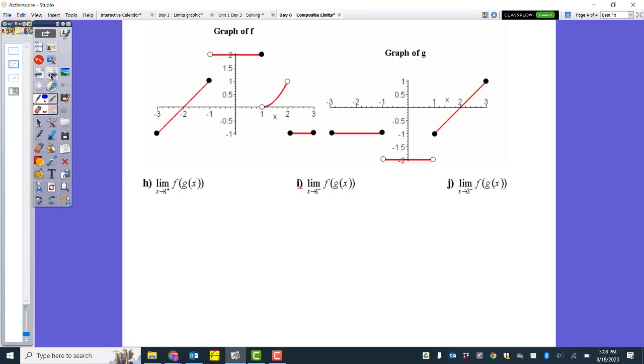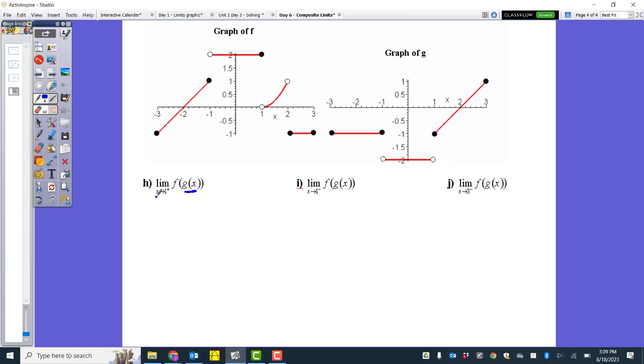Moving into now what we call composite limits. These are ones where it's a function inside of another function, and this requires you to really change how you're thinking. Just like when we do composite functions for function values, so like f of g of 3, where you plug it into g and then plug your answer into f, we're going to do something very similar here. We're going to look at the limit of g first.